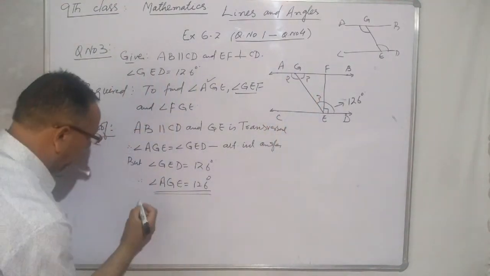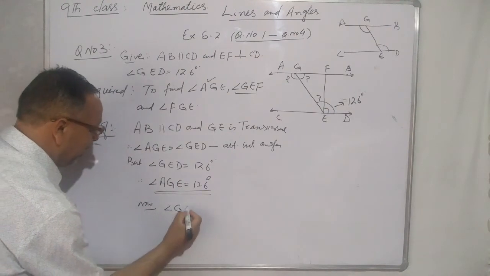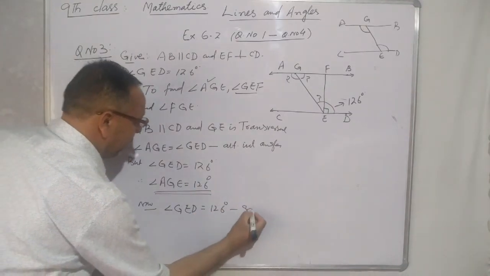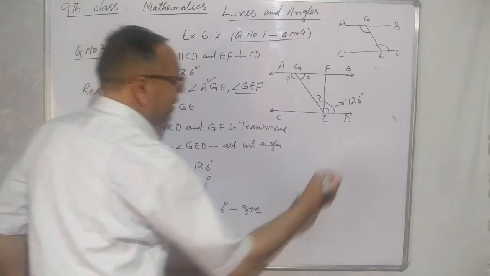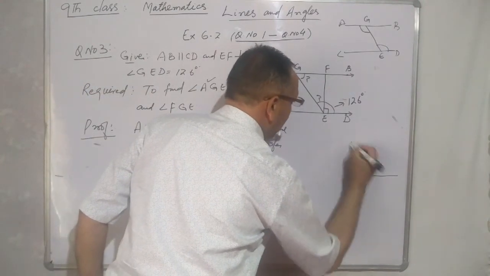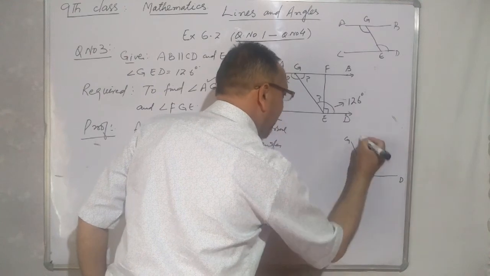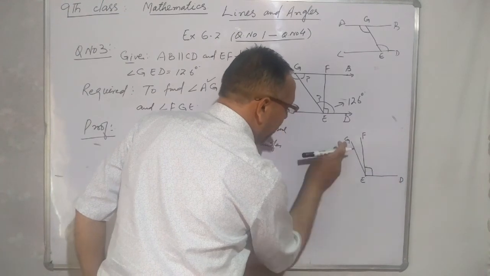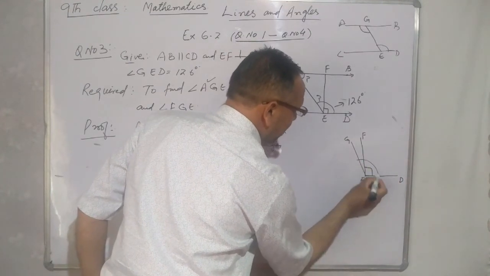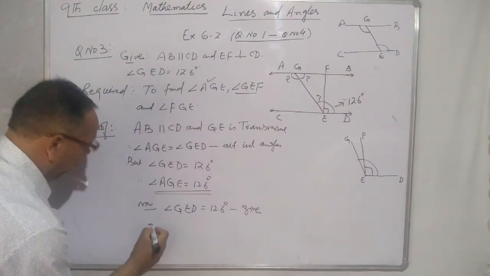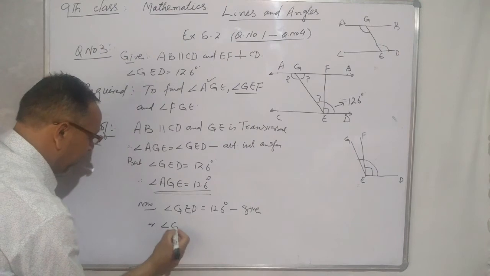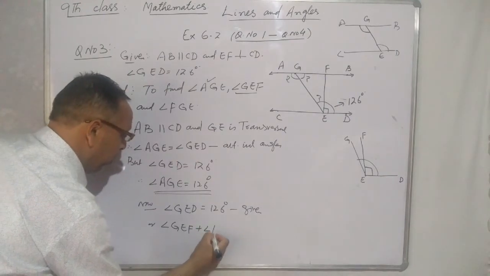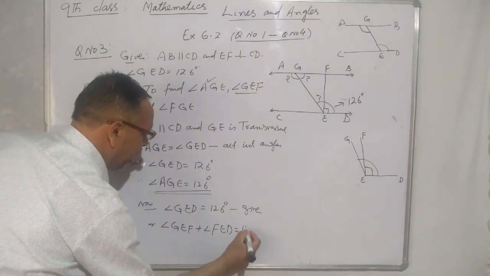Now, angle GED is 126 degrees. It is given. If you look at angle GED, this is G, this is E, this is D, and here we have a perpendicular, EF. So that means the sum of angle FED and angle GEF is 126 degrees. Or angle GEF plus angle FED is equal to 126 degrees.